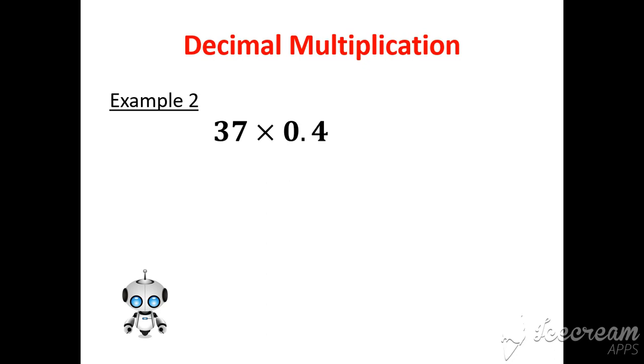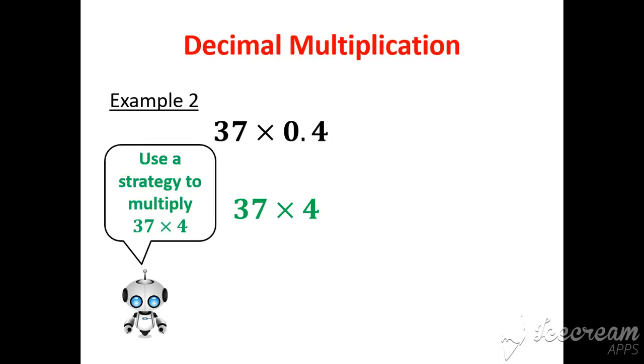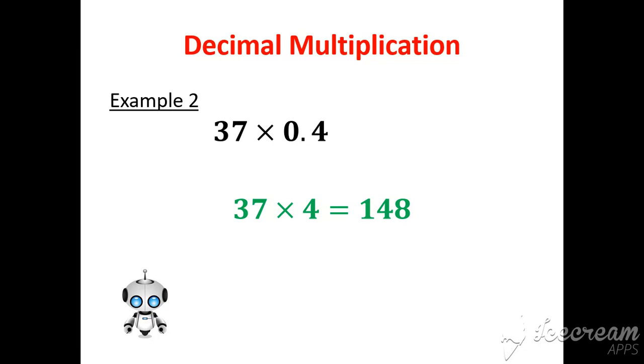Right, let's try a second example. 37 times 0.4. Again, we're just going to ignore the decimals and go 37 times 4. Now again, you need a strategy up your sleeve to do 37 times 4. 37 times 4 gives me 148.